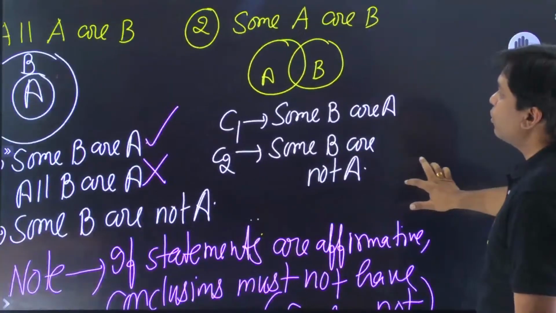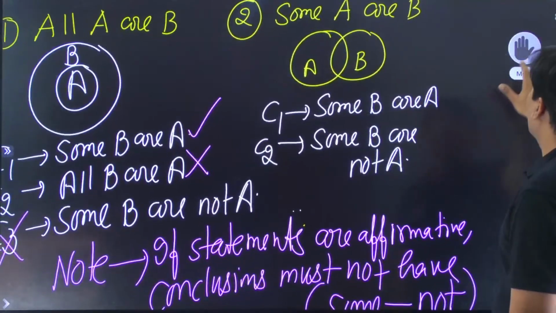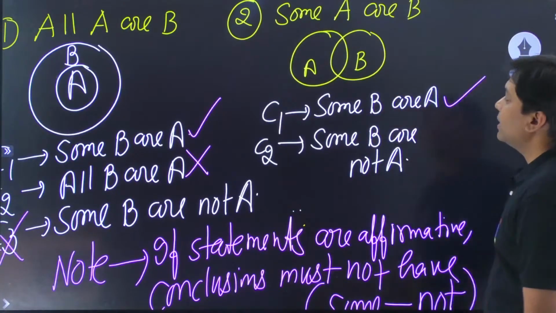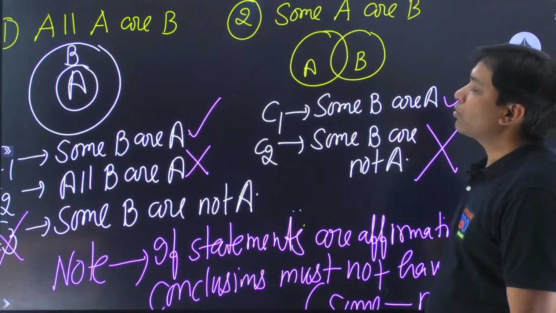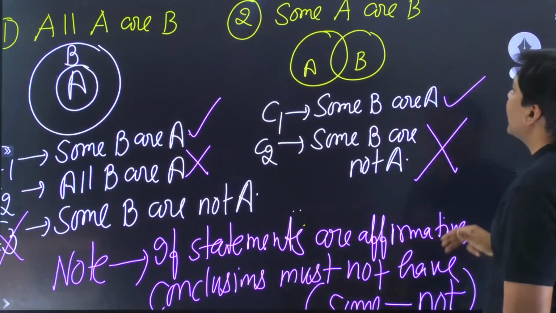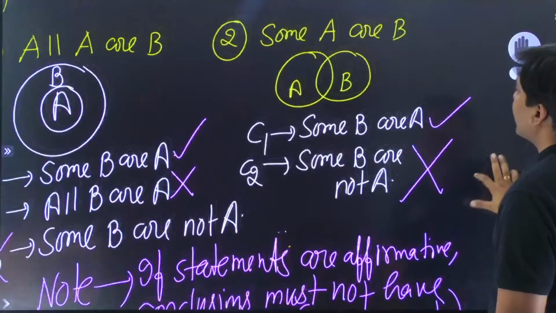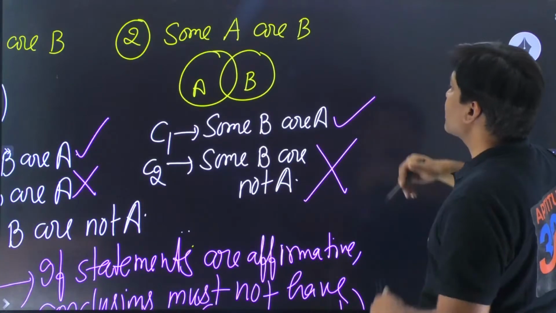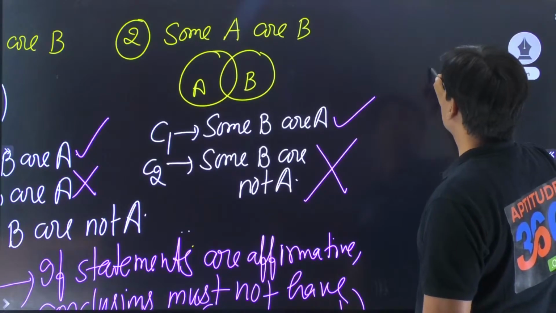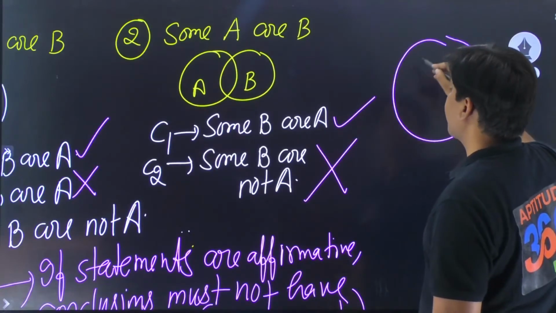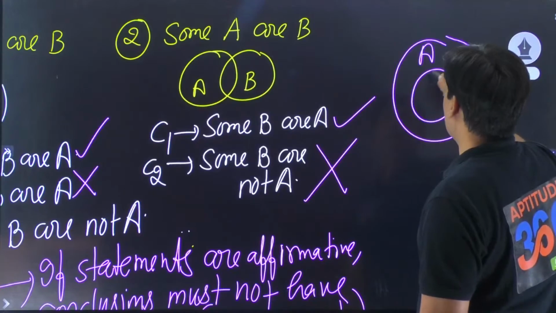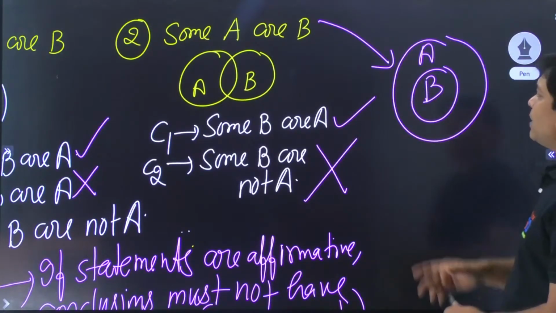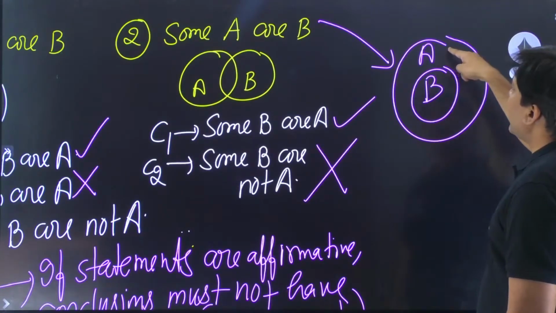And over here in the second case, some A are B, some B are A. This is fine. Some B are not A. This is not fine. How can I make a diagram? Just to make you understand this, I can do something like this. Some A are B. Is it true over here also? Some A are B. So there are some A's that are not B.